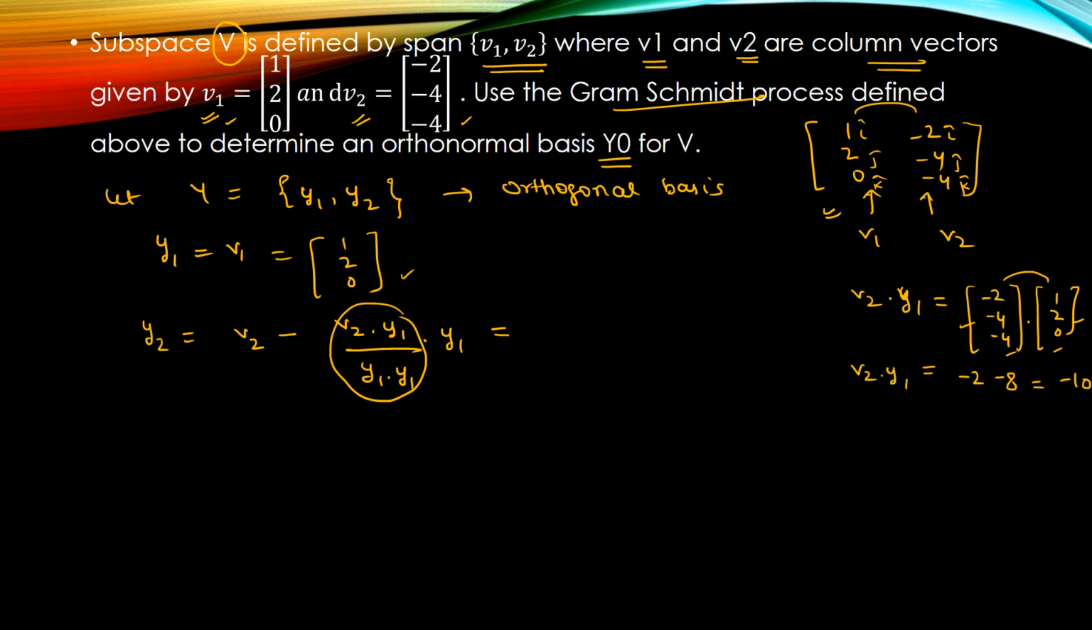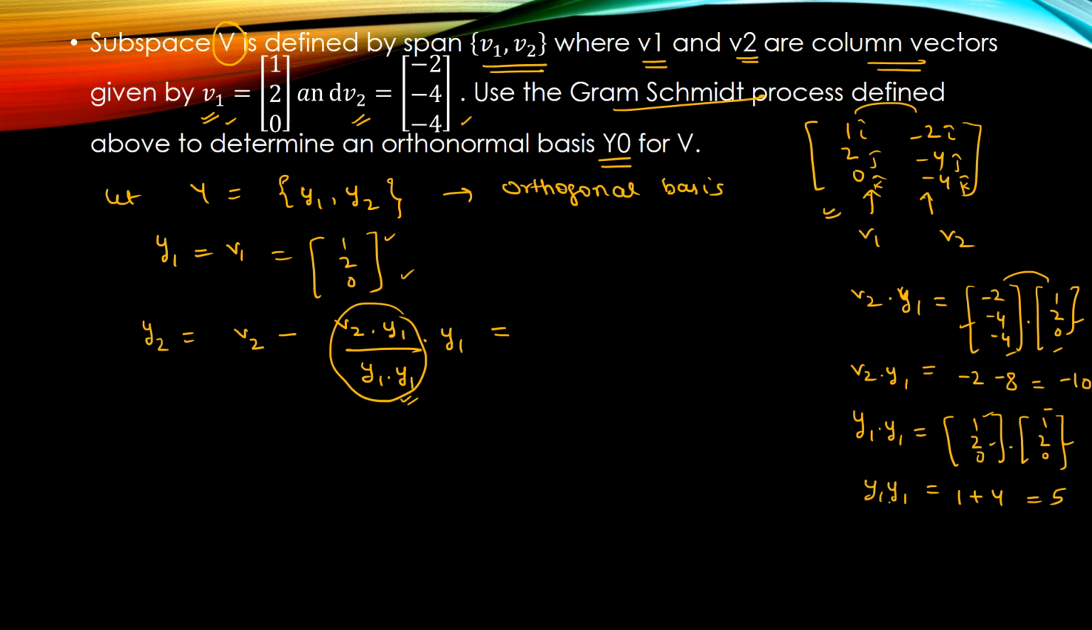Then you have to find out the value of y1 dot y1. So y1 is (1, 2, 0), and its dot product with (1, 2, 0) will be 1 times 1 is 1, plus 2 times 2 is 4, and 0 times 0 is 0. So this is y1 dot y1.